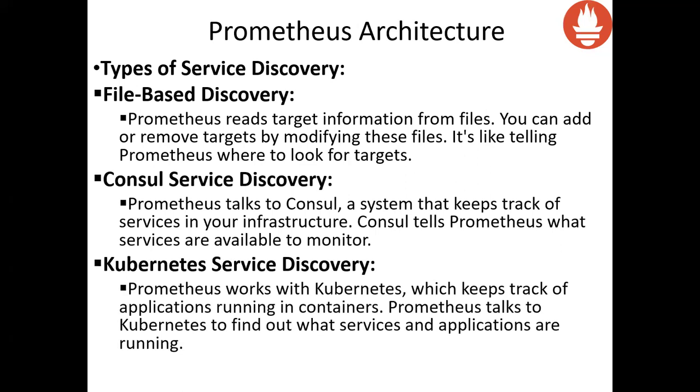So basically, in file-based service discovery, Prometheus reads target information from files. You can add or remove targets by modifying these files. It's like telling Prometheus where to look for targets. And in Consul service discovery, Prometheus talks to Consul, a system that keeps track of services in your infrastructure. Consul tells Prometheus what services are available to monitor. And in Kubernetes, with the help of Kubernetes containers, it keeps track of applications running in containers. Prometheus talks to Kubernetes to find out what services and applications are running.